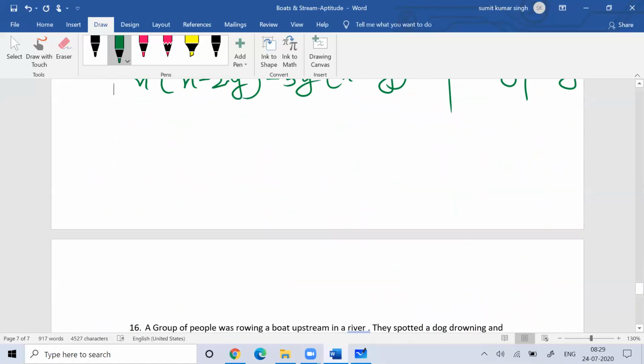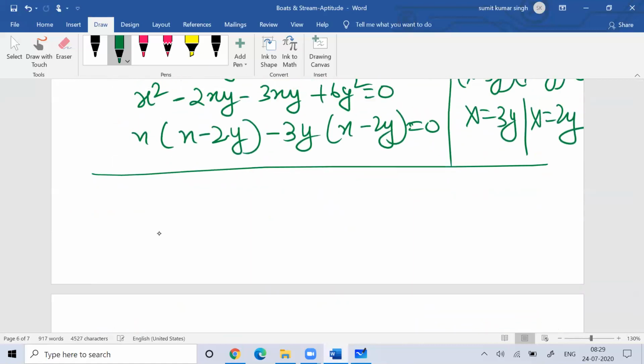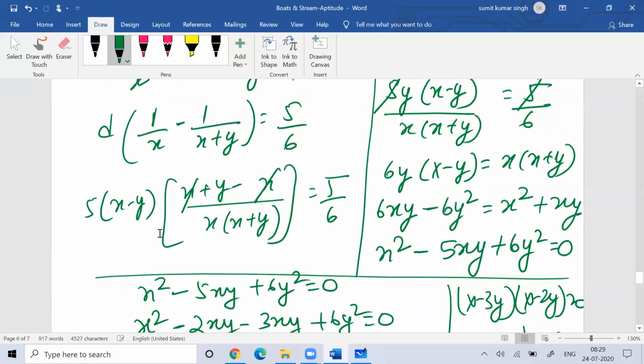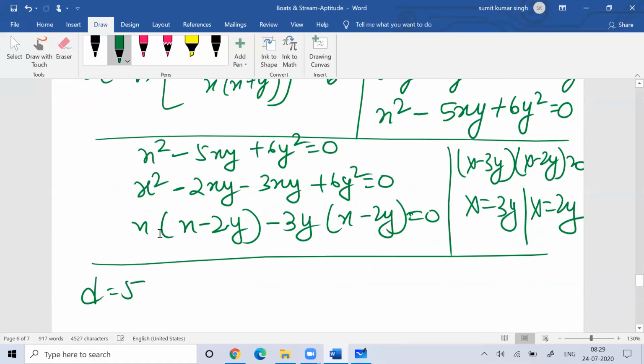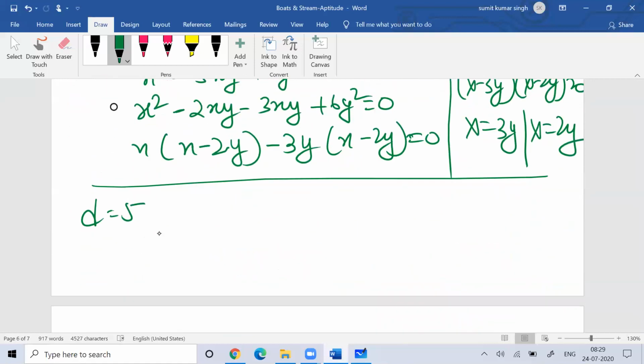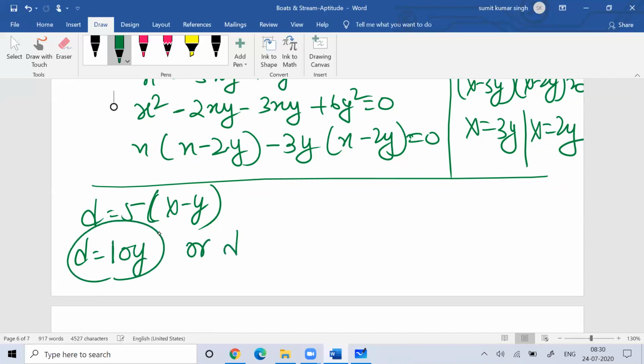So now, I know the distance is equal to 5 into x minus y. So what I can do, your distance can be, if x is 3y, then 3y minus y is 2y, 2y into 5 is 10y. Or, if x is 2y, your distance is 2y minus y, so your distance is 5y. So I don't know which one is correct. Your distance is either 10y or 5y.